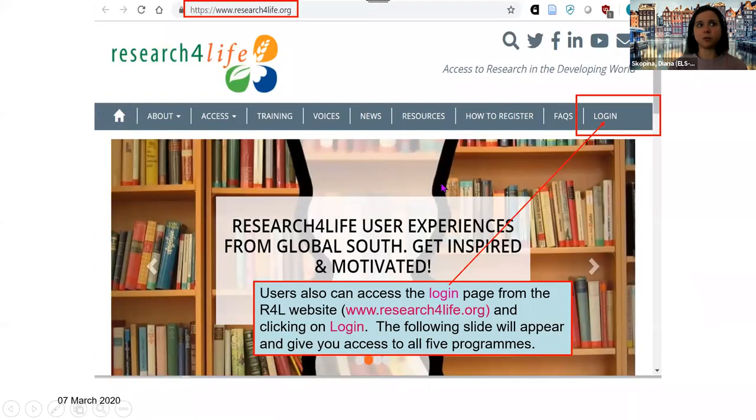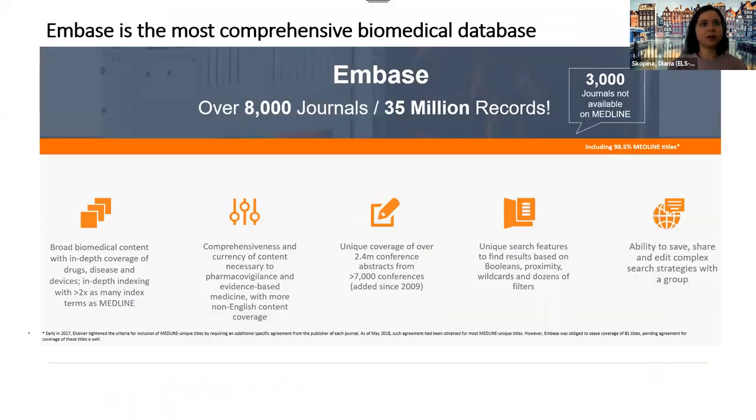There is another way, though, and that is to go to the Research4Life website. From this website, you can also log in, and you're going to see, according to your institution, what accesses you have available. If you have any questions about the access, please write them down in the chat. It's no problem.